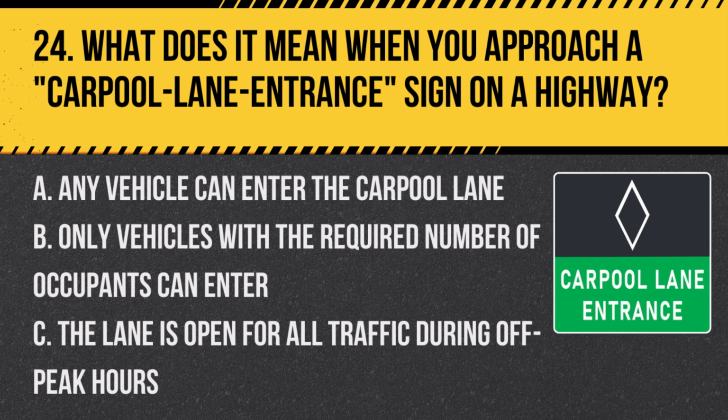Question 24. What does it mean when you approach a carpool lane entrance sign on a highway? A. Any vehicle can enter the carpool lane. B. Only vehicles with the required number of occupants can enter. C. The lane is open for all traffic during off-peak hours. Answer: B. Only vehicles with the required number of occupants can enter. This sign marks the entrance to a lane designated for carpool vehicles.